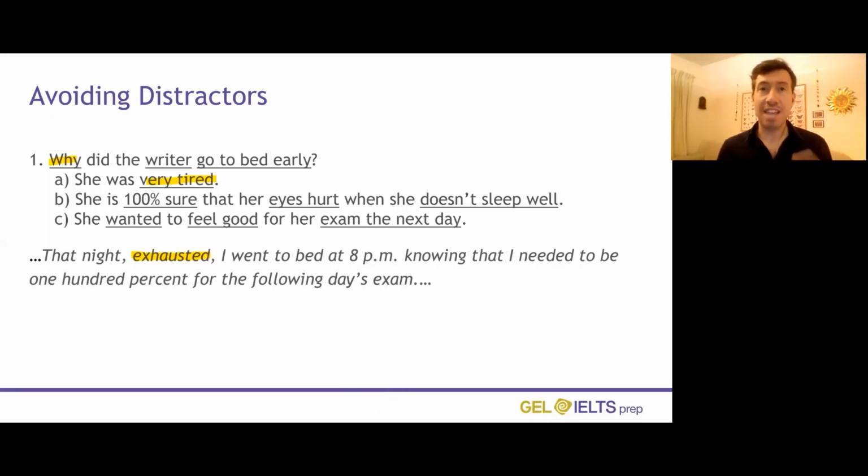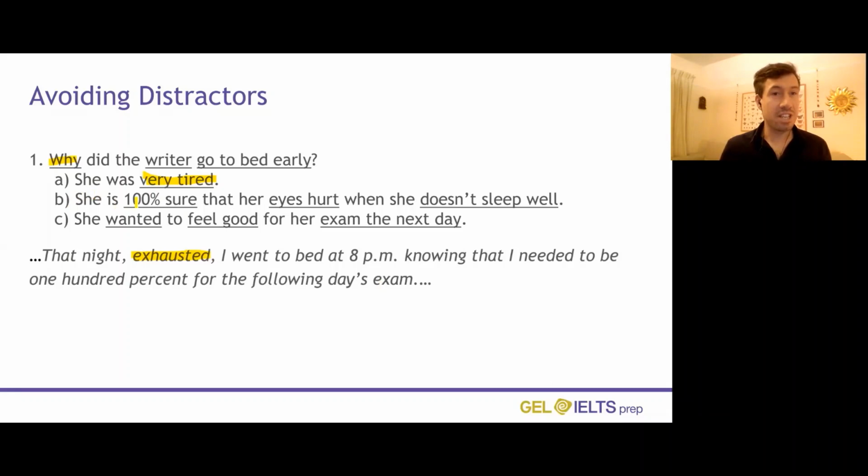It doesn't say that's the reason or that's why she went to bed. So this is what we call a distractor. The synonym or the key word has the same meaning, but it doesn't give us the correct answer to the question. Now let's look at the second one.